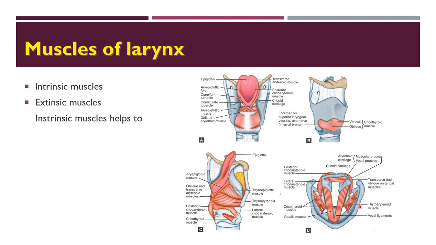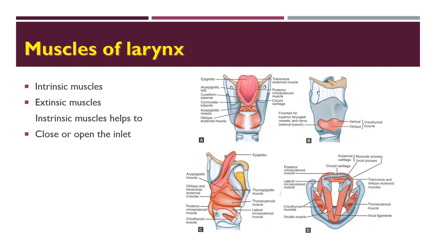They mainly help to move the vocal cords. Okay, the intrinsic muscles are mainly responsible for moving the vocal cords. Most of the intrinsic muscles of the larynx move the vocal cords. And apart from that, the other intrinsic muscles are responsible for opening or closing the inlet.